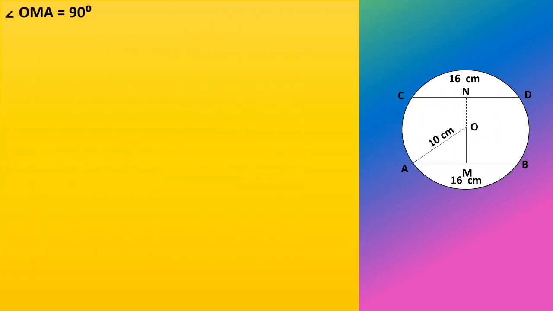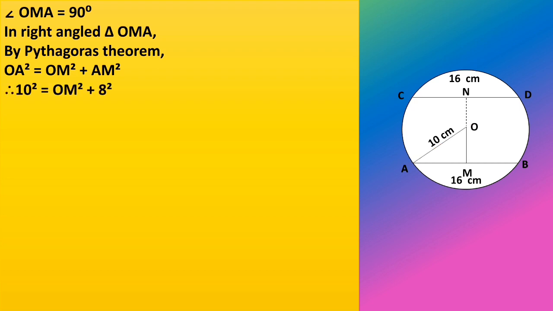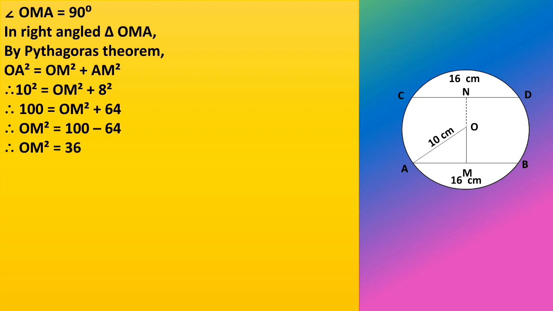Now angle OMA is 90 degrees because OM is perpendicular to the chord AB. So in right angle triangle OMA, by Pythagoras theorem, the hypotenuse is which? AO. Square of AO equals square of OM plus square of AM. Substitute the values of OA and AM. Square of 10 is 100 and square of 8 is 64. Now 64 will go to the left side and become minus. So 100 minus 64 is how much, student? 36. So the square root of 36 is how much? 6.